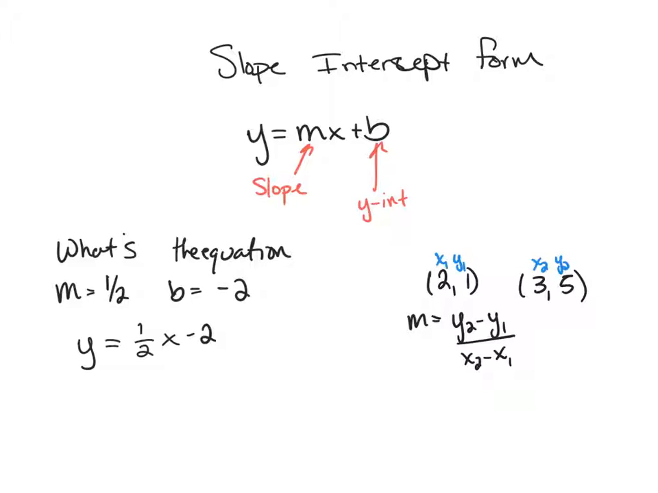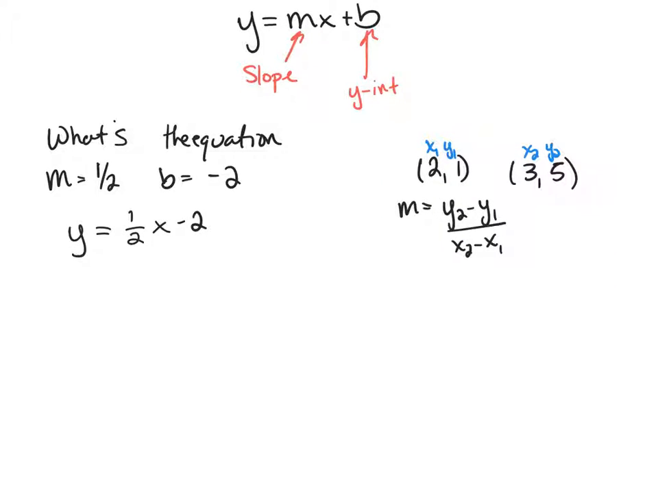So if I plug in my x1, y1, x2, y2, m is equal to 5 minus 1 over 3 minus 2. If I simplify that, you get 4 over 1. Remember, anything divided by 1 would just give me 4. So now I know I have y equals 4x plus something, but I don't know what the y-intercept is. So I need to take my points, plug those in, and then solve for b.